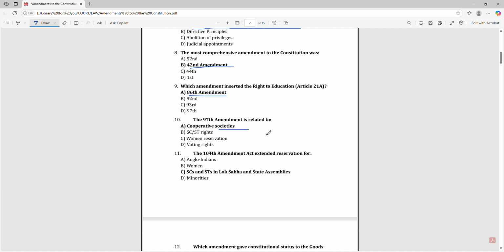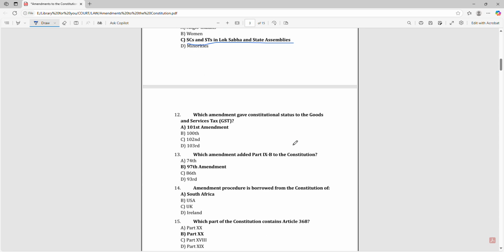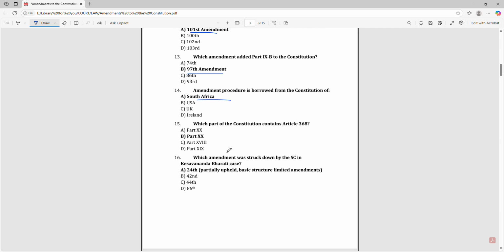The 104th Amendment Act extended reservation for the SCs and STs in Lok Sabha and state assemblies. Which amendment gave constitutional status to the goods and service tax? 101. Which amendment added Part IXB to the Constitution? 97th. The amendment procedure is borrowed from the Constitution of South Africa. Which part of the Constitution contains Article 368? That is Part 20.